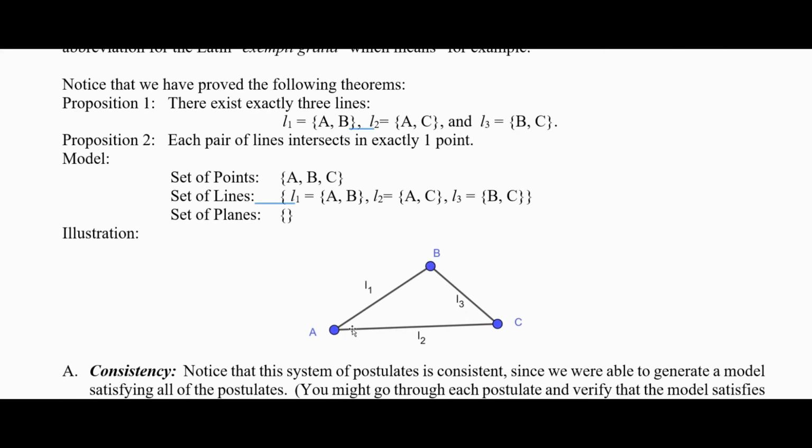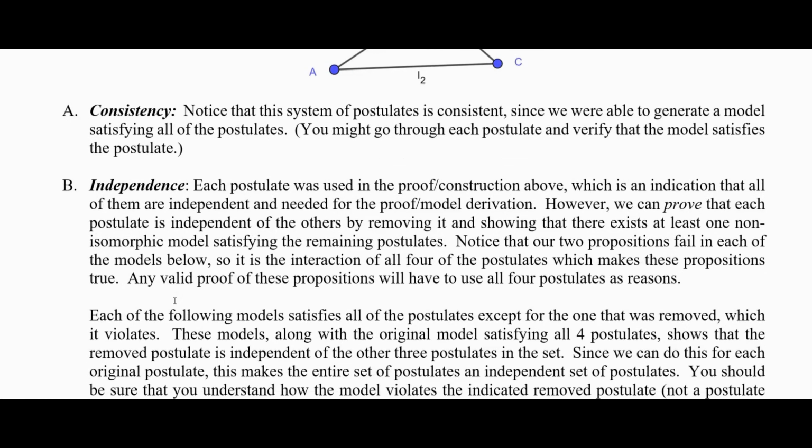And there's an illustration. Once again, these line segments, these Euclidean points in between here, are not part of the model. They're only the 3 points, and these indicate incidence only, that they're on the same line. Consistency: notice this system of postulates is consistent since we were able to generate a model satisfying all the postulates. And you might go through each postulate and verify that the model satisfies the postulate.